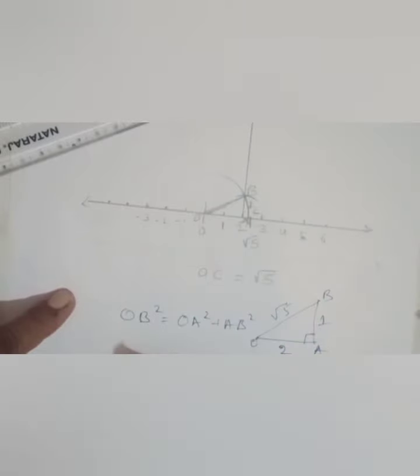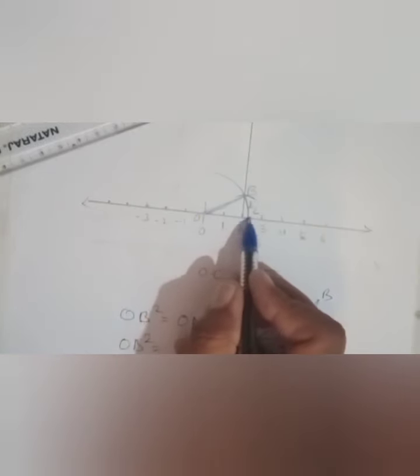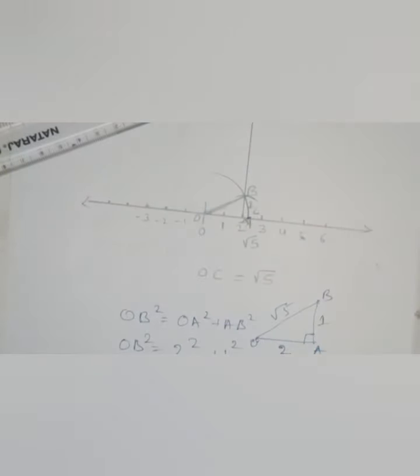Check it this way. OB square: OA square is 2 square plus AB square is 1 square. 2 square is 4 plus 1 square is 1. So 4 plus 1 is 5. OB square is equal to 5. Then OB is equal to square root of 5. So this distance is root 5. The same distance when you mark here is root 5 on the number line. So this way you locate root 5 on the number line with the help of a right angle triangle. That is our Pythagoras theorem concept we are using, and you are drawing root 5 on the number line this way.